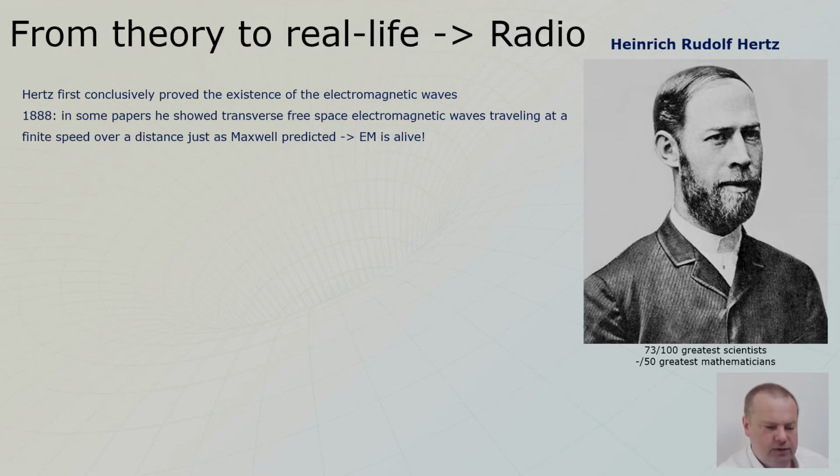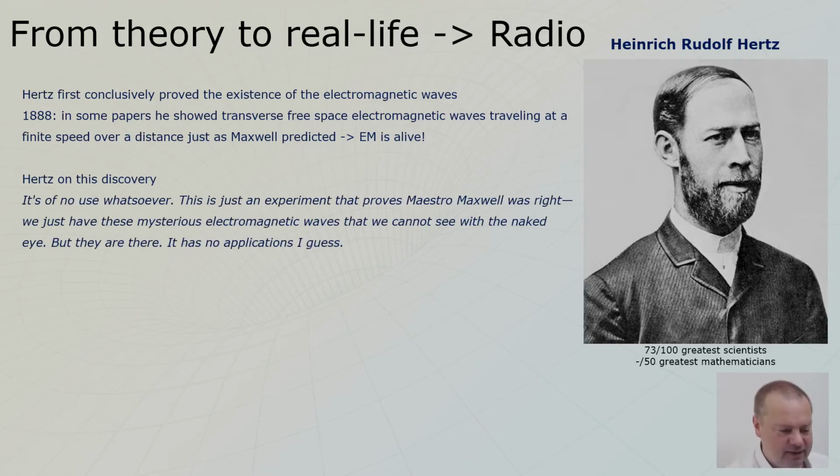Let me see. In some papers he showed that they could jump. He was able to make an electromagnetic wave travel over some distance, and that it also had a speed, a velocity. So he said, Maxwell is right. He called him Maestro Maxwell. But he also said, it's of no use whatsoever.